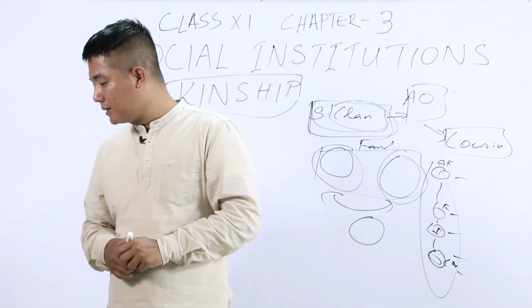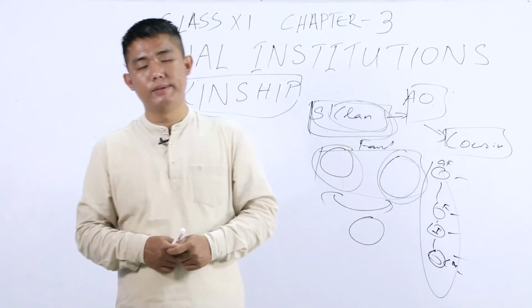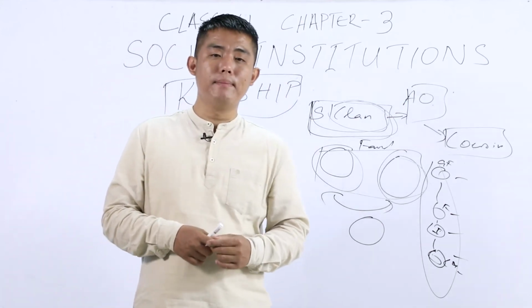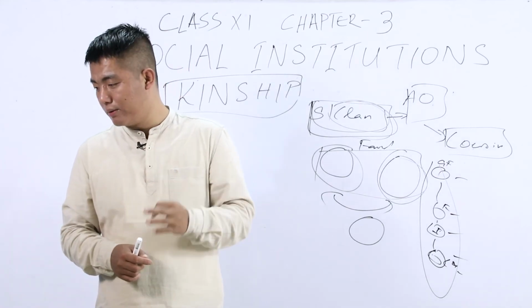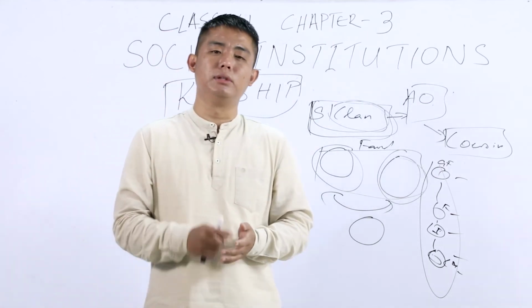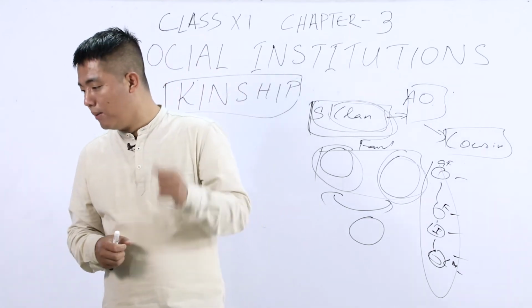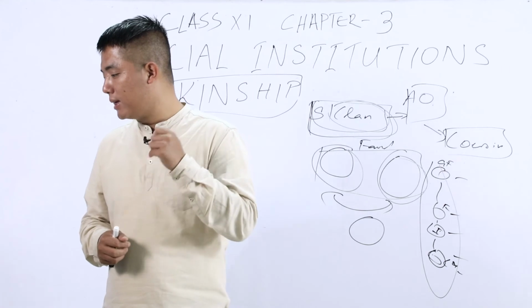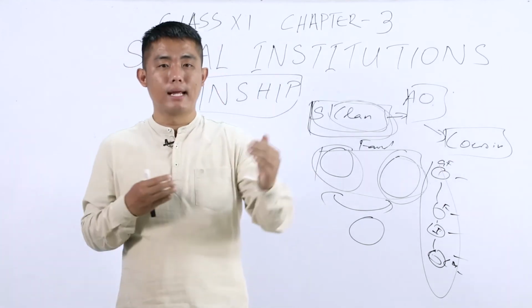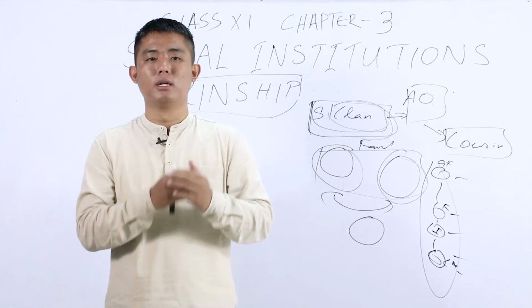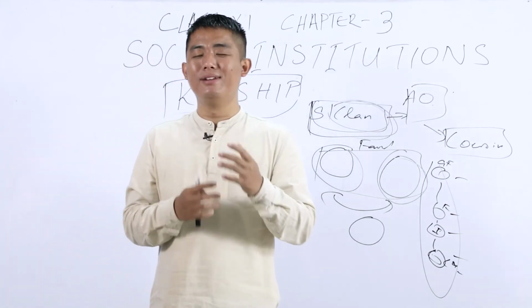Now, the next is about the degree of kinship. It's given on your page number 37. Primary kin. Now, we will be discussing three: primary, secondary, and tertiary kin. Primary means the close ones here. Primary kin, or first degree kin, are those who are directly related to us. Those people who are directly related to us are called primary kin.